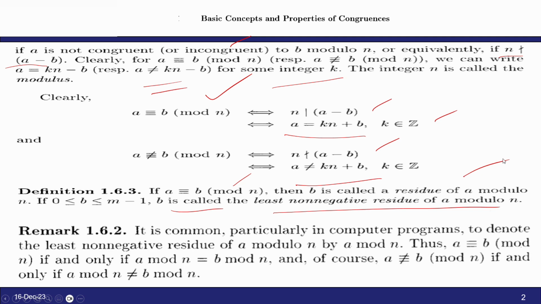Now, make a note that it is common, particularly in computer programs, to denote the least non-negative residue modulo n by a mod n. Thus, a is identically equal to b under modulo n if and only if a mod n equals b mod n. Of course, a is not identically equal to b under modulo n if and only if a mod n is not equal to b mod n.